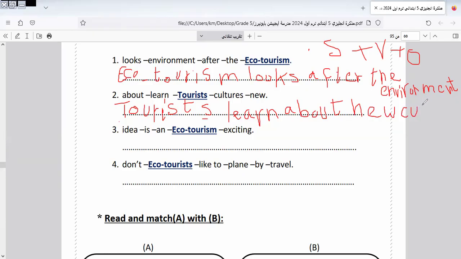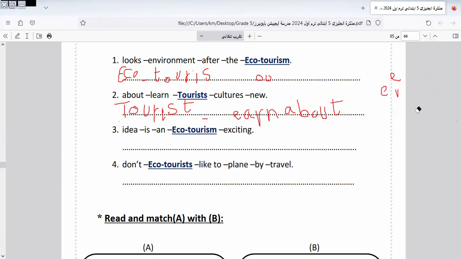About new culture. I would put a full stop at the end of the sentence. Okay, I will leave the rest for you to do by yourself. Let's continue the rest of the exercise.